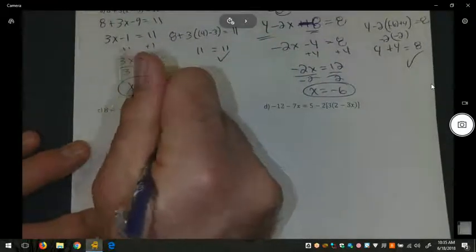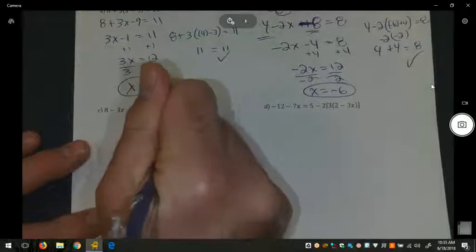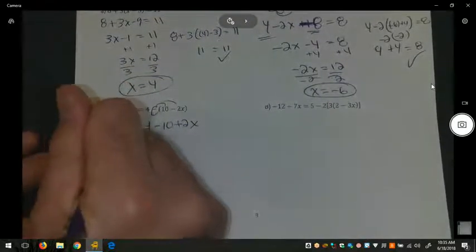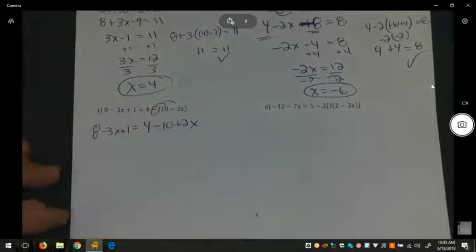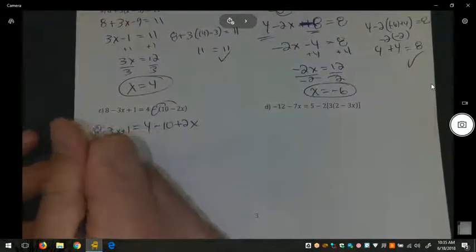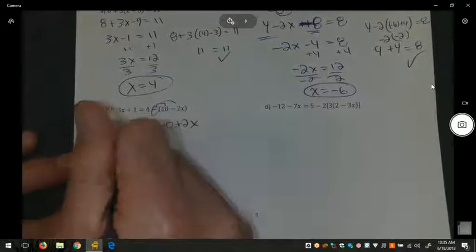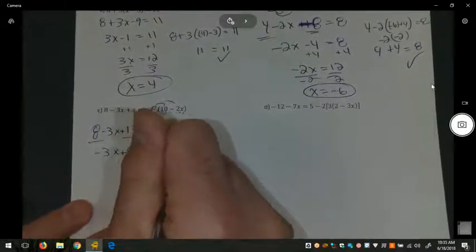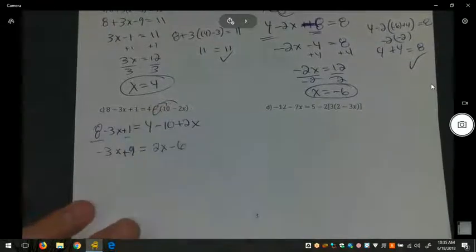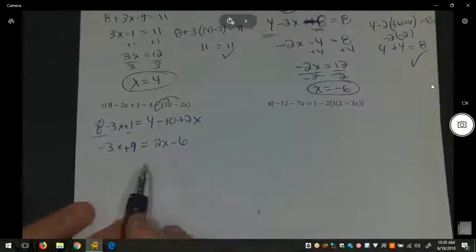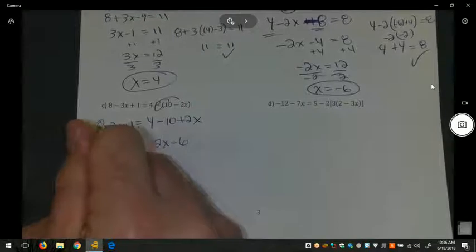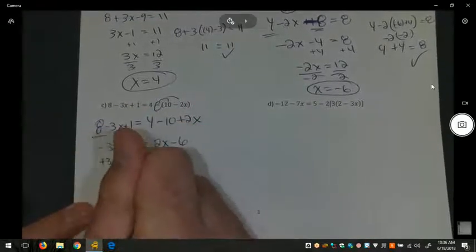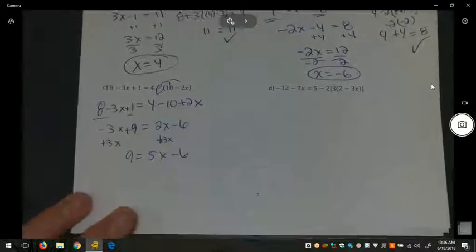Distributing the negative on the right-hand side gives me 4 minus 10 plus 2x. Nothing to distribute on the left. Now I combine like terms. This gives, on the left-hand side, I have negative 3x plus 9. On the right-hand side, we have 2x minus 6 when we combine the 4 and the negative 10. To make my variable positive, I will add 3x to both sides, giving me 9 equals 5x minus 6.